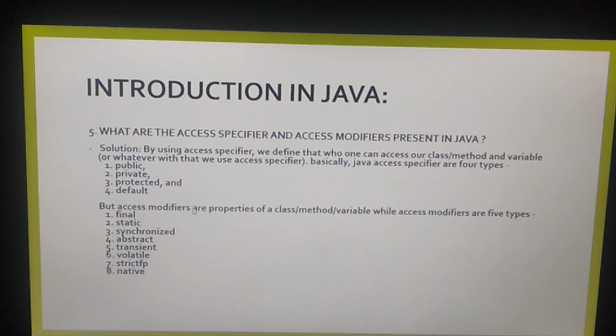But access modifiers are properties of a class, method, variable, while access modifiers are of several types: final, static, synchronized, abstract, volatile and native.